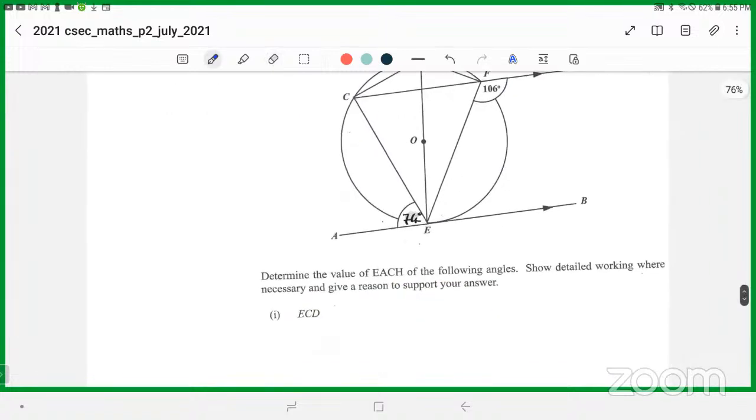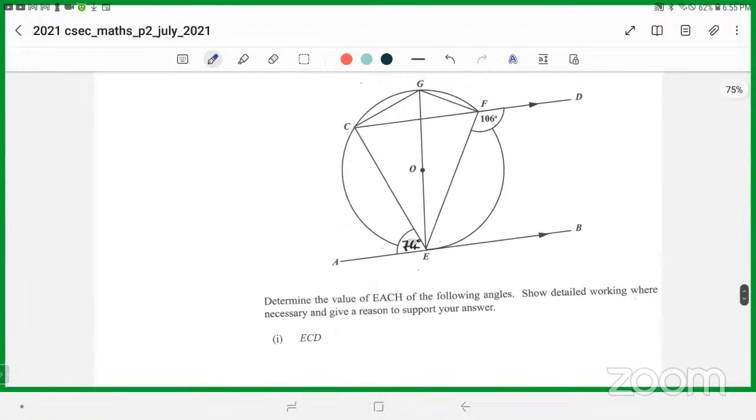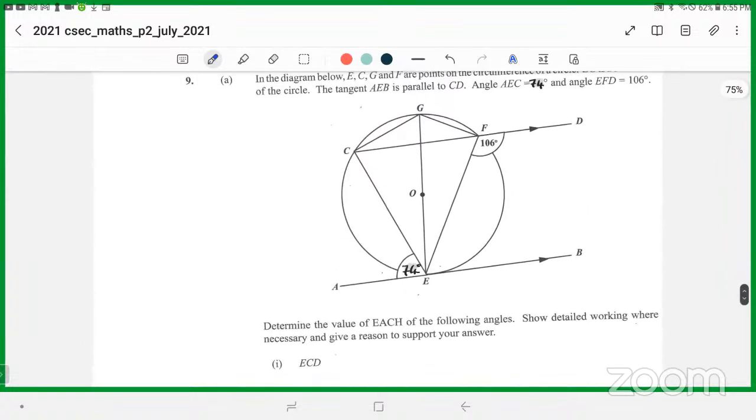It says, determine the value of each of the following angles. Show detailed working where necessary and give a reason to support the answer. First angle I want is angle ECD. That's this angle up here. All right, we're going to find that angle now.